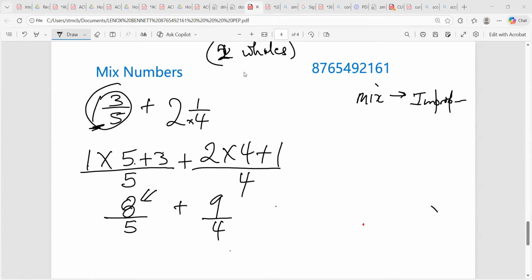Ariana Beckford, what's the next step here? 8 over 5 plus 9 over 4. Sir, you should find the LCM of the denominators. Alright, you think we should find the LCM? Someone thinks we should just add. Deandra, what's your opinion on this? 8 over 5 plus 9 over 4. What's the next step? Sorry, we're supposed to find the LCM of the two denominators.